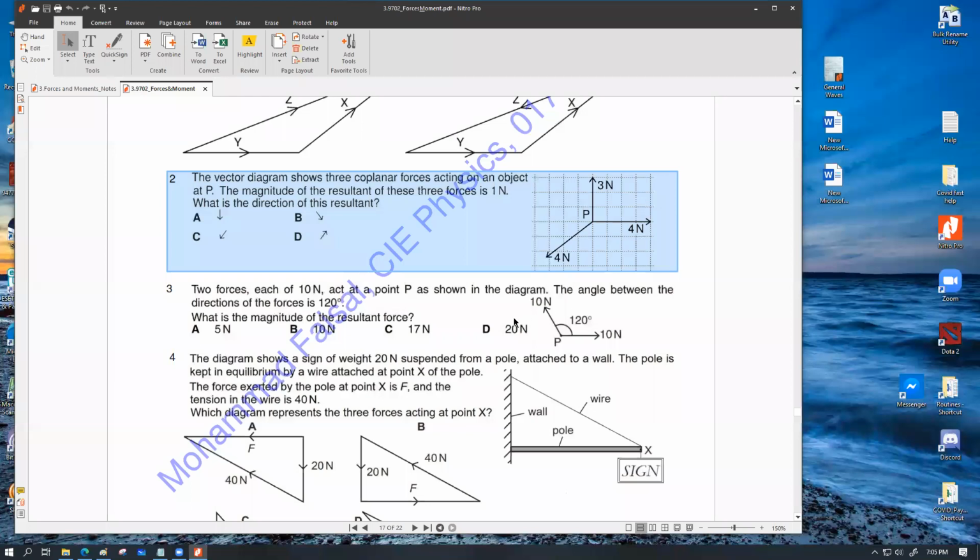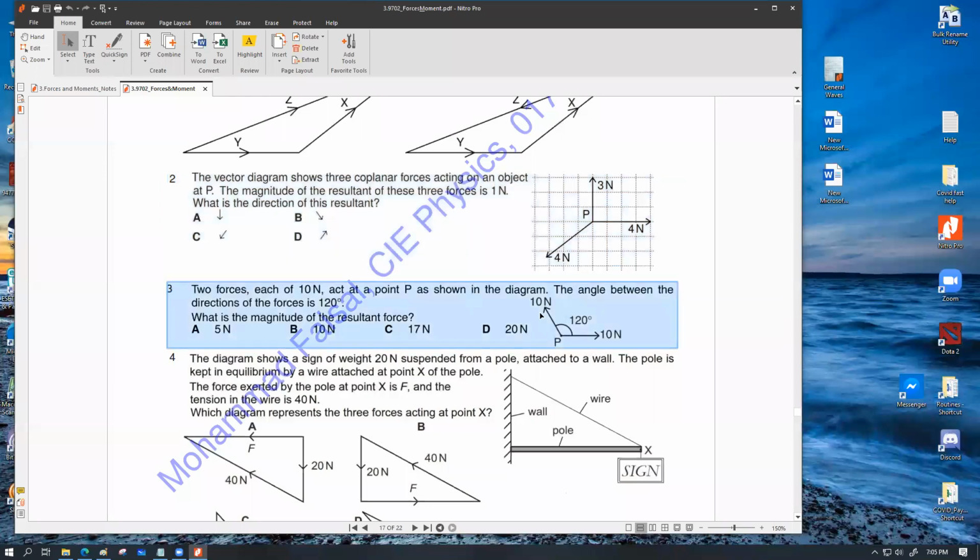So if we go for number 3, how about number 3? Number 3.